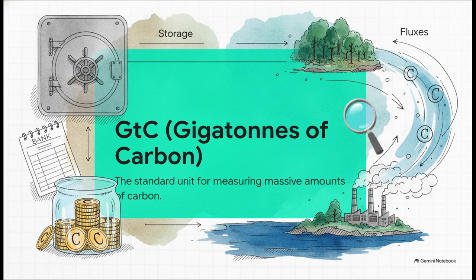First up is storage. Think of storage exactly like your long-term savings account. It tells us how much carbon is sitting securely locked away in a specific vault at any given time. Second, we have fluxes. Now, fluxes are basically your daily checking account transactions, the continuous deposits and withdrawals of carbon moving rapidly from one account to another every single year. Both metrics are super important, but they tell us entirely different things about the health of our planet.